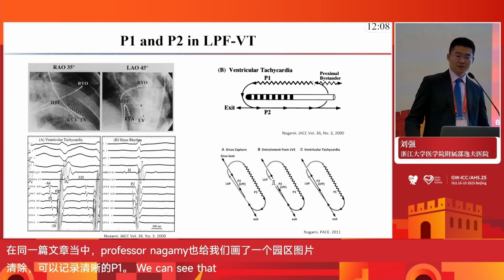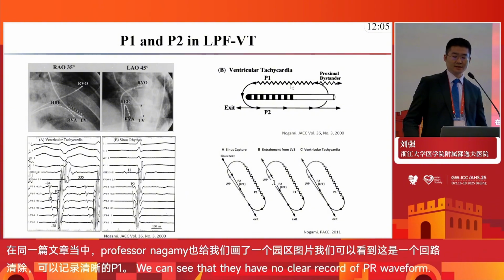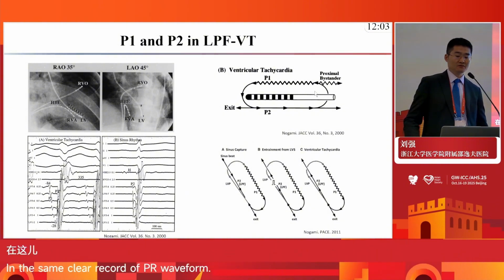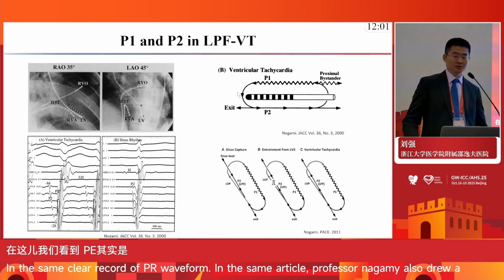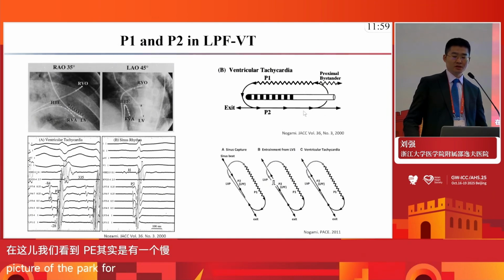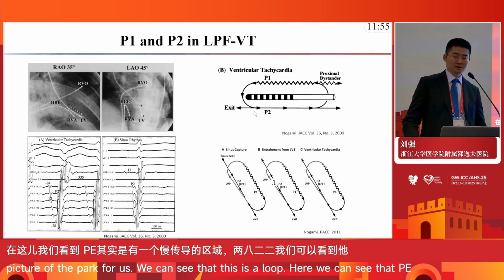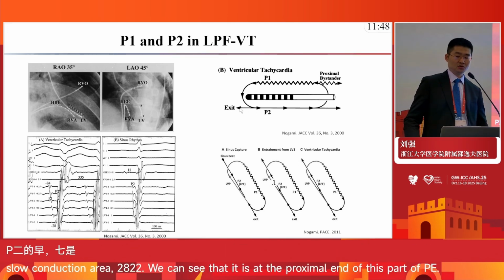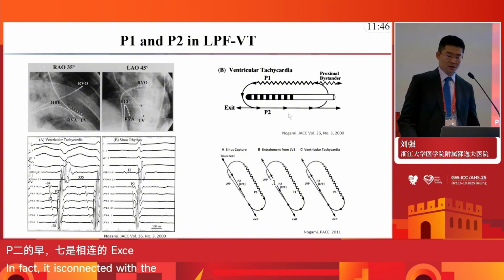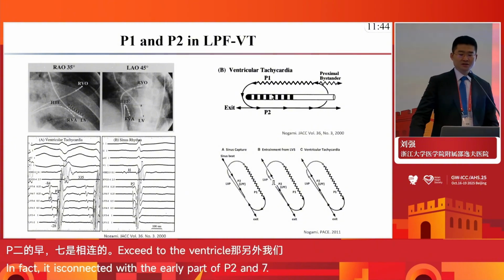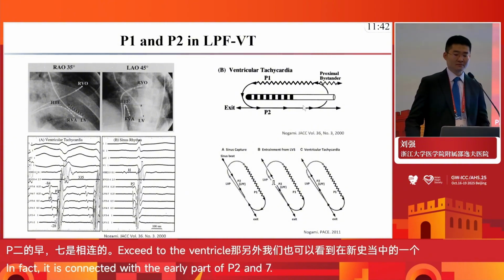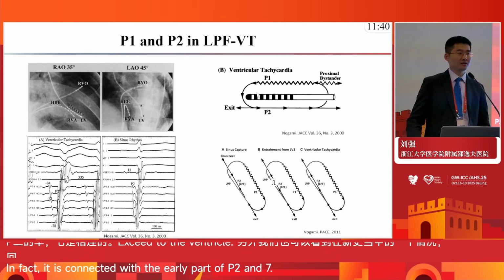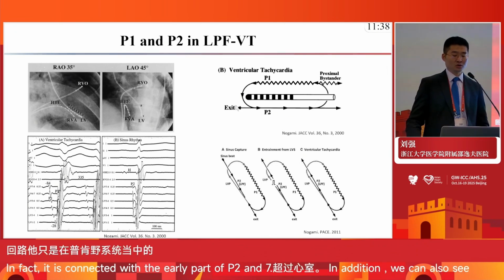They showed that P1 is the slow conduction zone, the antegrade limb of the reentry loop, and P2 is the retrograde limb of the reentry loop. The distal part of P1 connected with the earliest P2, and from this region activation exits to the ventricle. As we know, this circuit was just in the Purkinje system, and the ventricle was the bystander. Now we know it's not right.